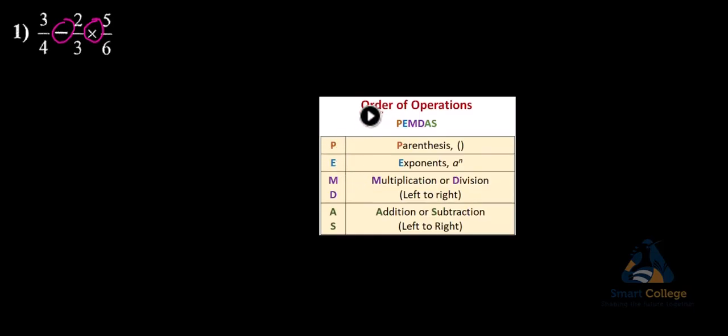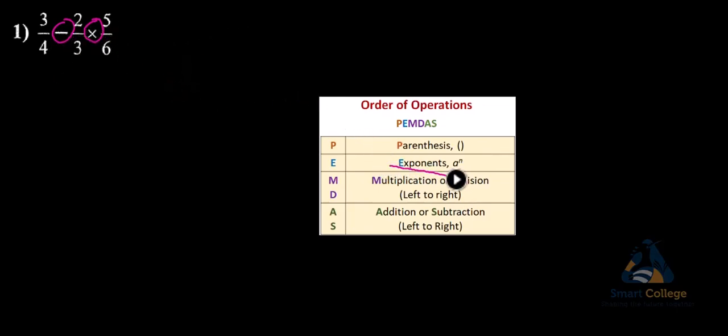As we know, order of operation PEMDAS, we start with parentheses if they exist, then exponents if they exist, then multiplication or division, from left to right, then addition or subtraction, also from left to right. Here we have subtraction and multiplication. So we have to start by the multiplication. How to multiply two fractions?